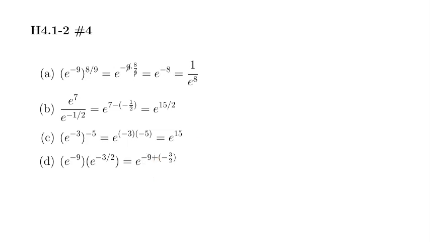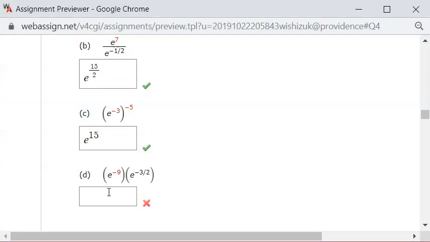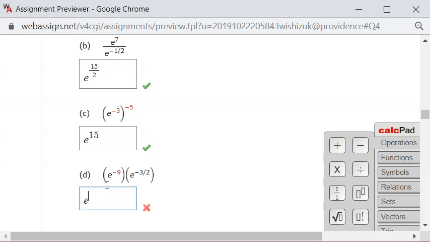So this is going to be e to the negative 21 over 2. We got that. Let's type it in. So we have e to the negative 21 over 2. I'm going to get rid of that. Let's check the answer.